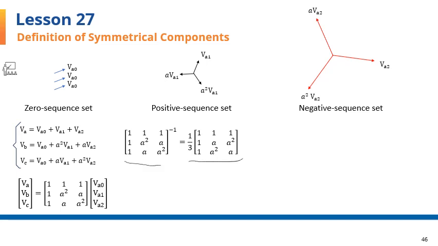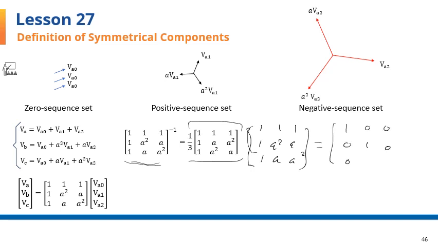So we're going to need the inverse of that matrix, and here it is, pre-calculated, equals 1/3 times this matrix. As a practice, you should multiply this matrix times the original matrix, which is this one, 1, 1, 1, 1, A squared, A, and 1, A, A squared. And make sure that you get the identity matrix, which is 1, 0, 0, 0, 1, 0, and 0, 0, 1.